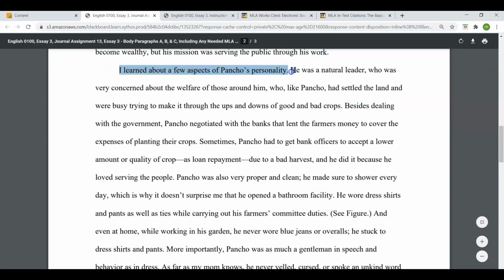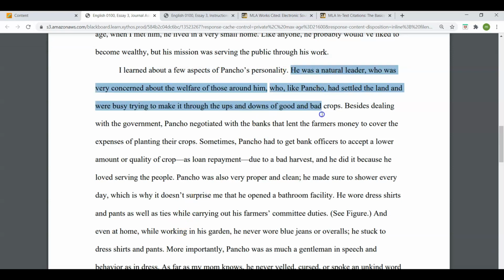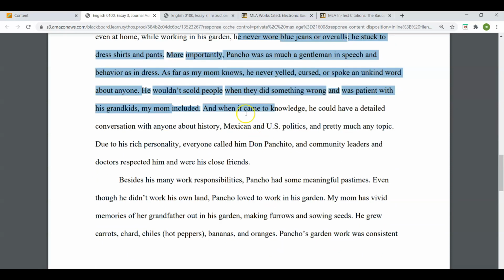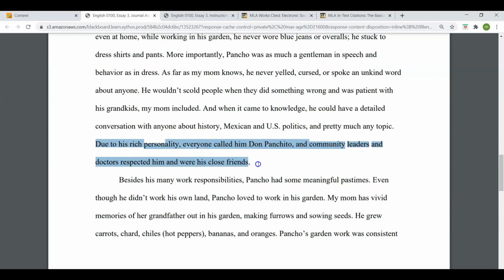So here's body paragraph B. Notice how short the sentence is. I learned about a few aspects of Pancho's personality. So this is my paragraph about my great-grandfather Pancho's personality, okay? These right here are the 6 or more sentences about his personality, details about that. And then here is my closing sentence. Due to his rich personality, everyone called him Don Panchito, and community leaders and doctors respected him and were his close friends. So there's the word personality, right?